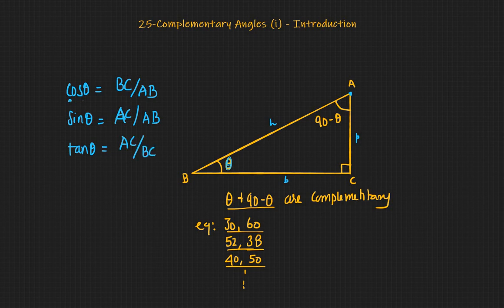Now let's look at it from the perspective of angle A. Let me change the color to, let's say, orange. From this angle A perspective, perpendicular is this, base is this, and hypotenuse remains the same. So let's find out what is cos of 90 minus theta. It is base by hypotenuse, which is AC by AB.